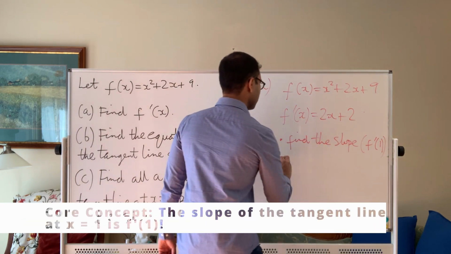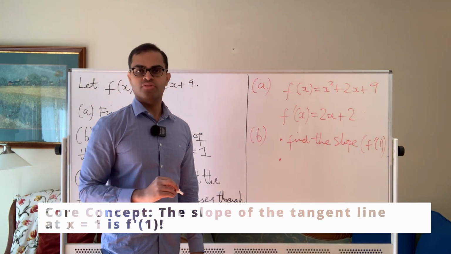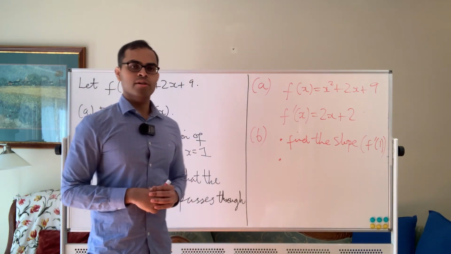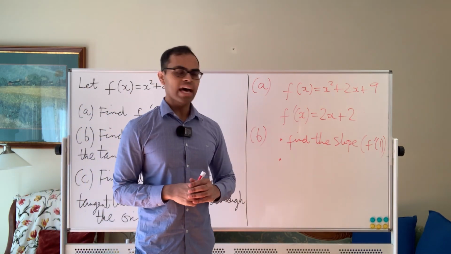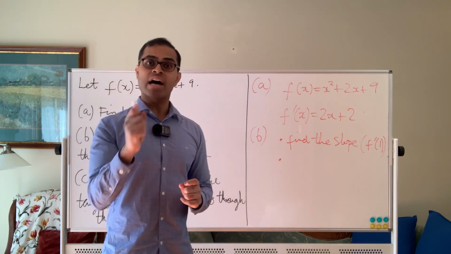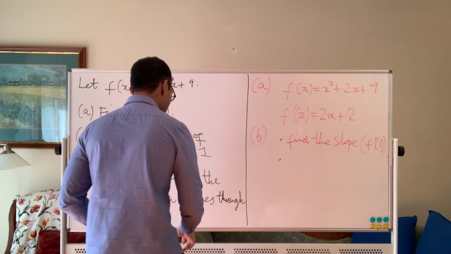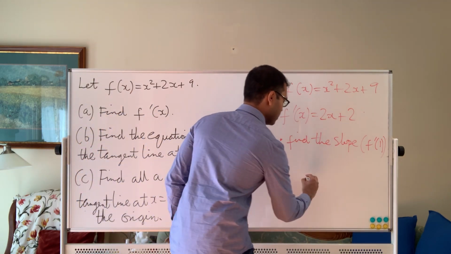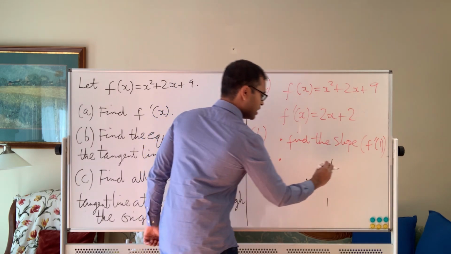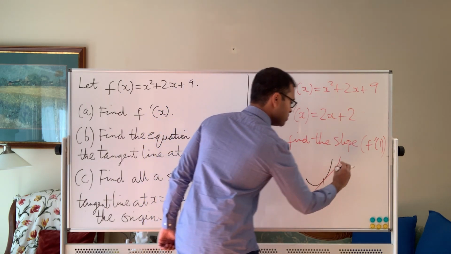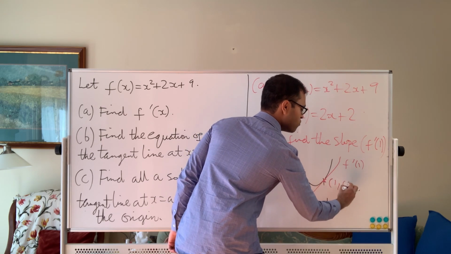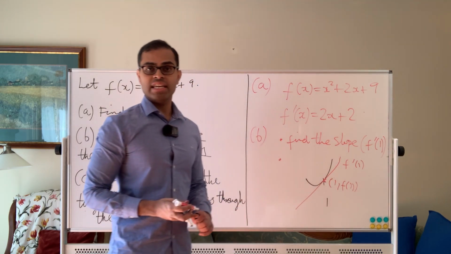Step 2 is to find a point that the line passes through. We'll use the point slope form of a line to find the equation. Being tangent at a point means it passes through the point. If you have a graph, whatever it may be, something like this, and let's say this is 1, then the tangent line is some line. Its slope is f prime of 1, and it passes through the point 1 comma f of 1, by definition of being tangent at the point.